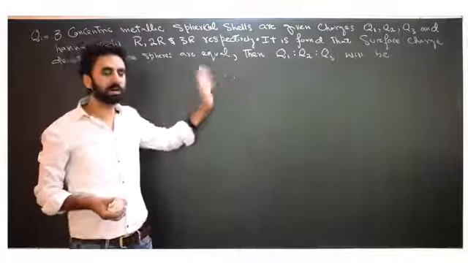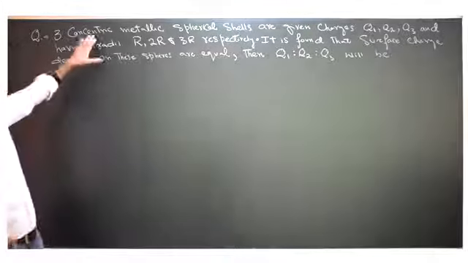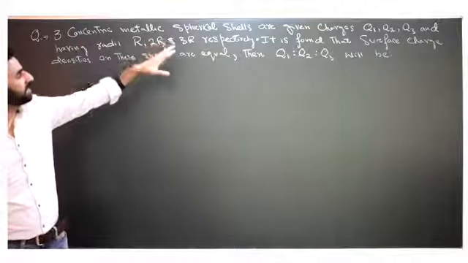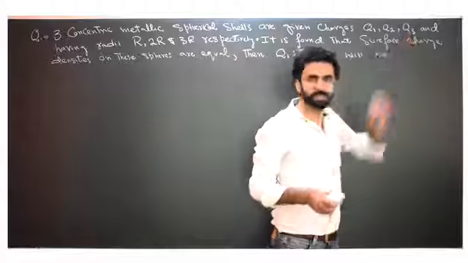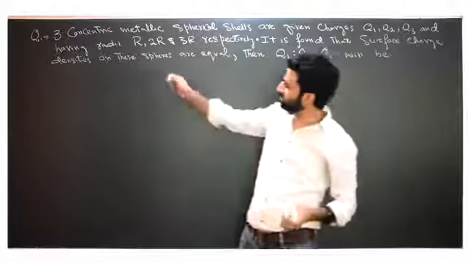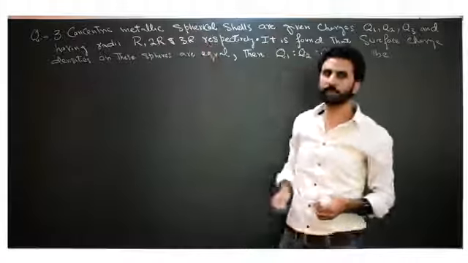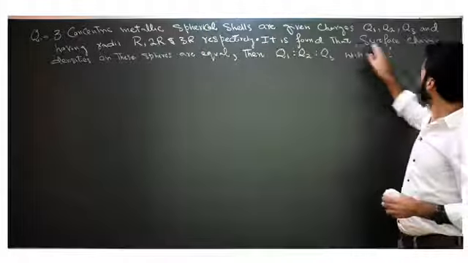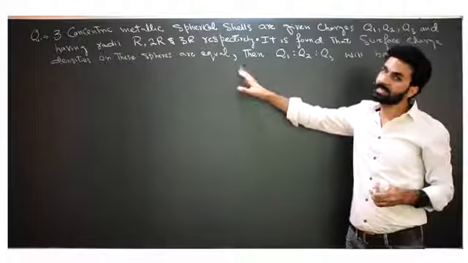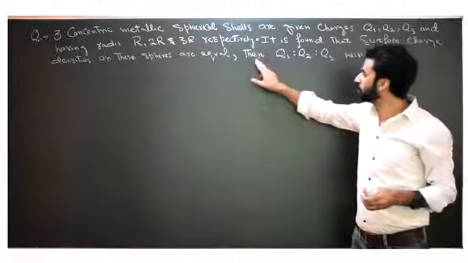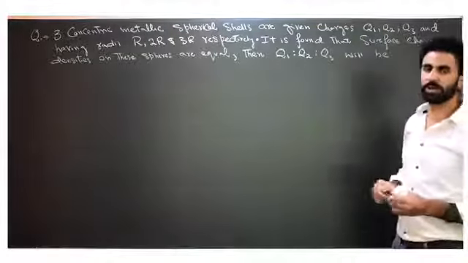Okay, now our next problem is based on the surface charge density, and it will also incorporate the concept of charge by induction. The problem given to us is, we have three concentric metallic spherical shells and they are given charges Q1, Q2 and Q3. These charged shells have radii R, 2R and 3R respectively. Then it's found that the surface charge densities on these spheres are equal, and in that case we have to find out the ratio of Q1 to Q2 to Q3.